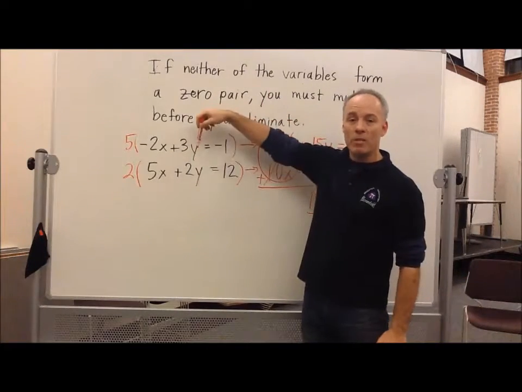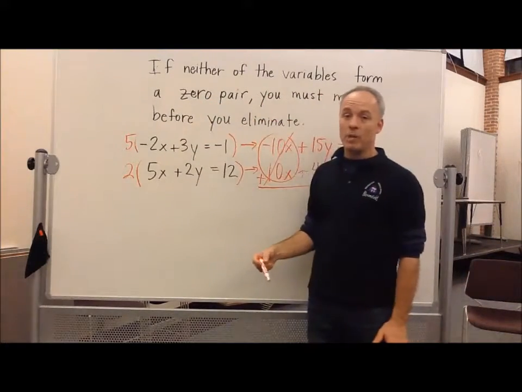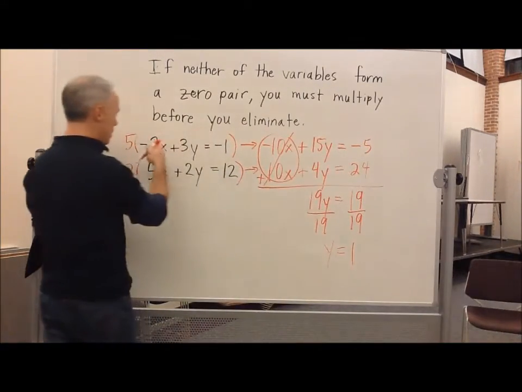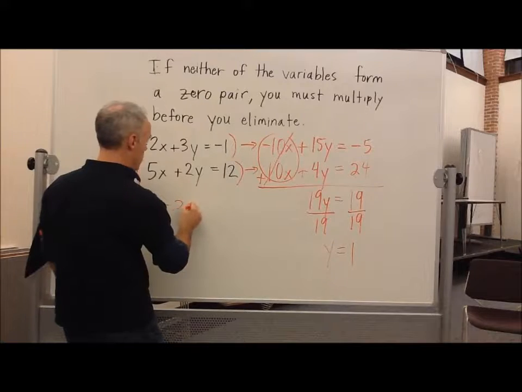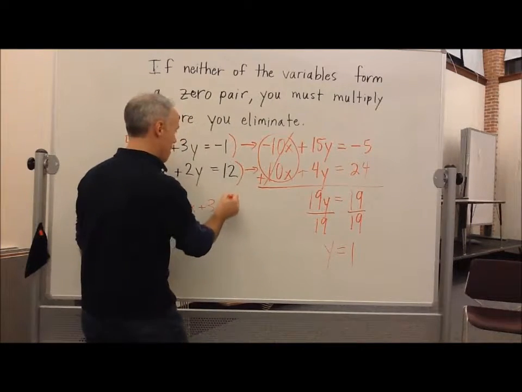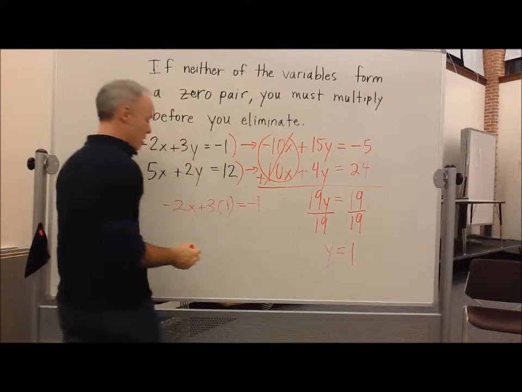If y is 1 in both of these equations, we should find an x value that will make both equations work. So let's plug in y equals 1 into the first equation. Negative 2x plus 3 times y, which is 1, equals negative 1.